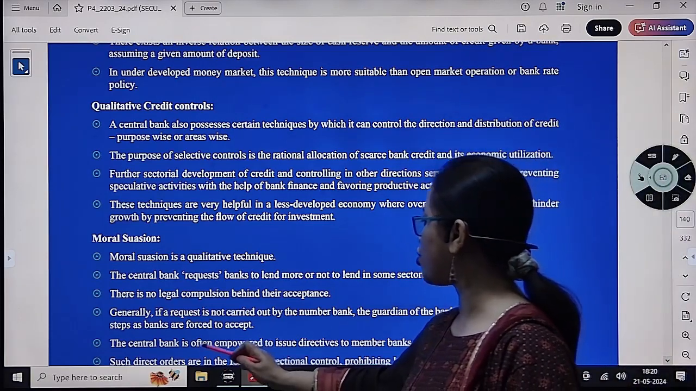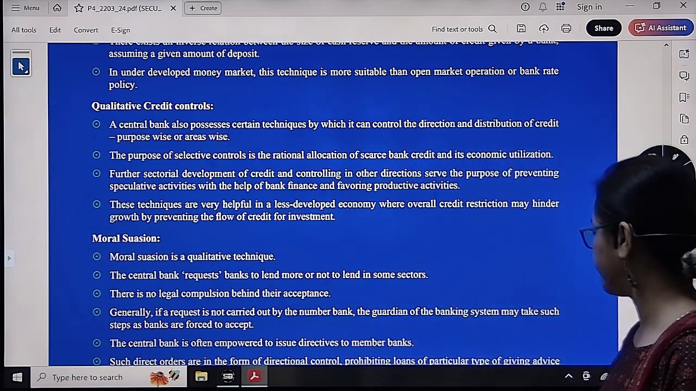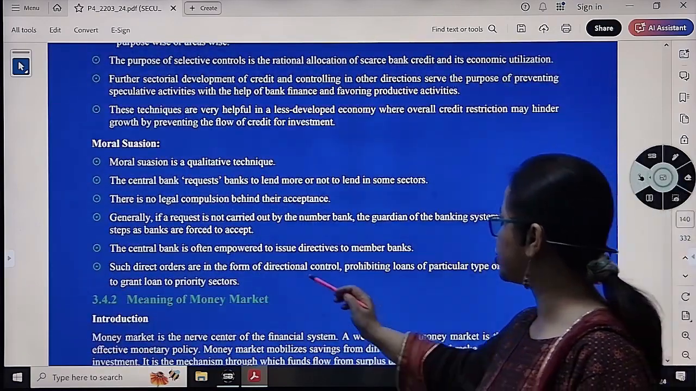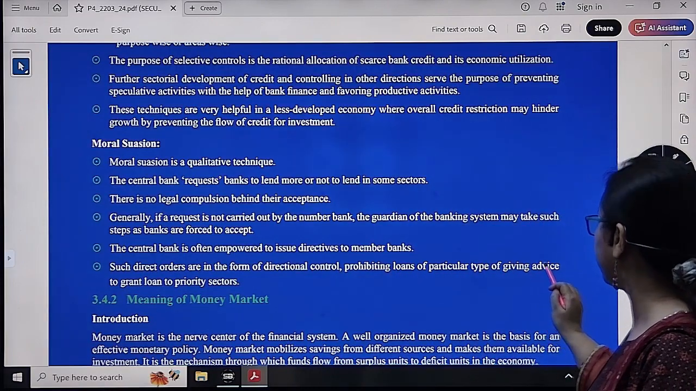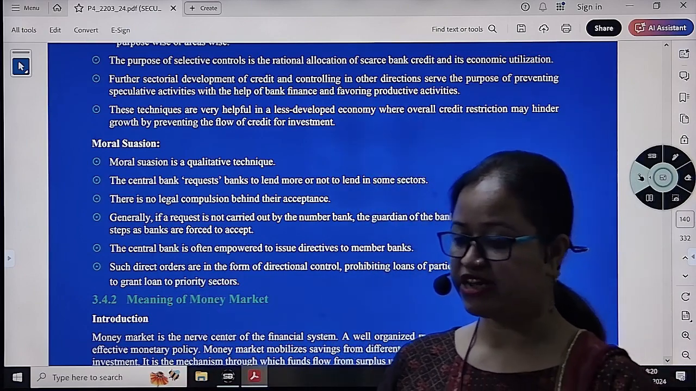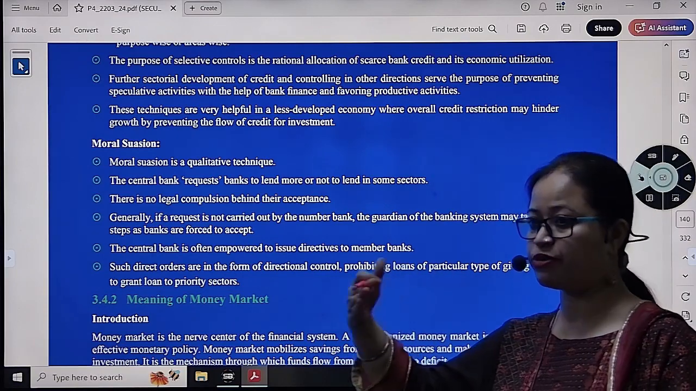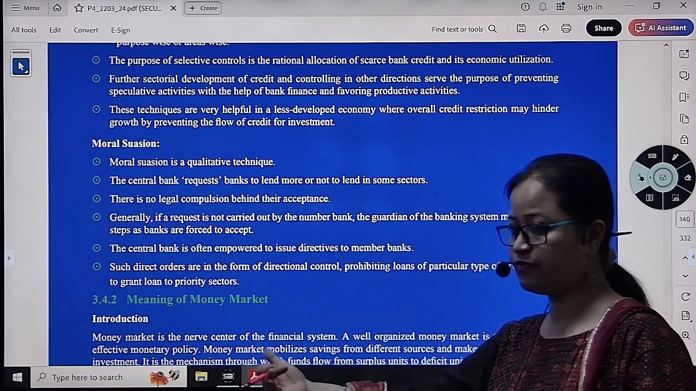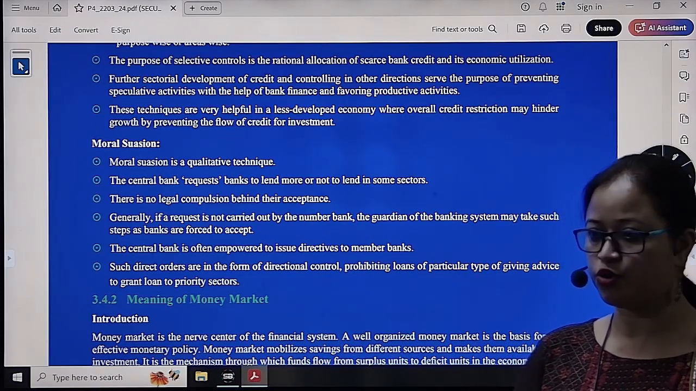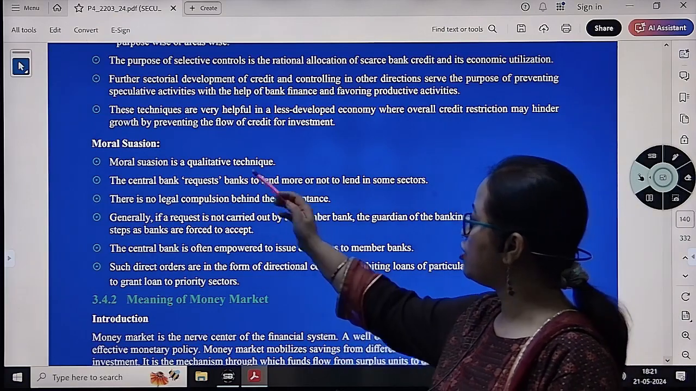Then next, the central bank is often empowered to issue directives to member banks. The central bank will give them direction, directives will be issued to them. Such direct orders are in the form of directional control, prohibiting loans of particular type, giving advice to grant loans to priority sector. The directions will be given that you do this, you do that, okay? So here the central bank will give them direction that you prohibit loans to particular types of industry and grant loans to priority sector. Those who are in the priority sector of the economy, you grant them loans, and those who are not in the priority sector, do not give them more loans. Fine. So that is what moral suasion is all about.